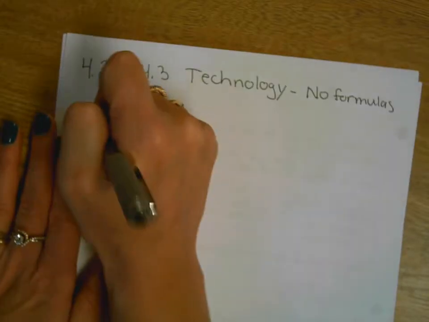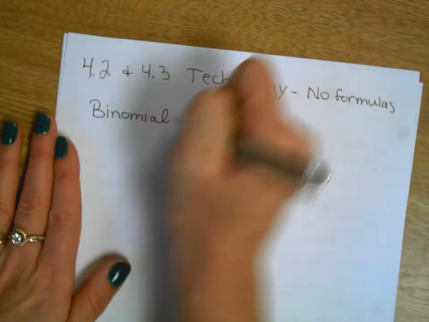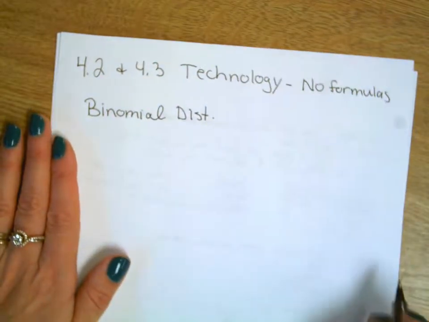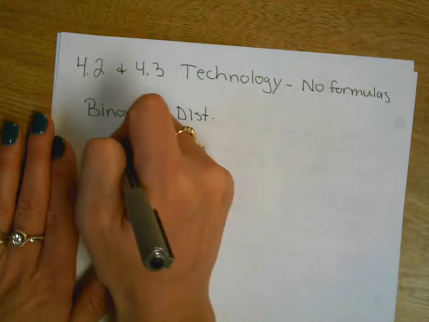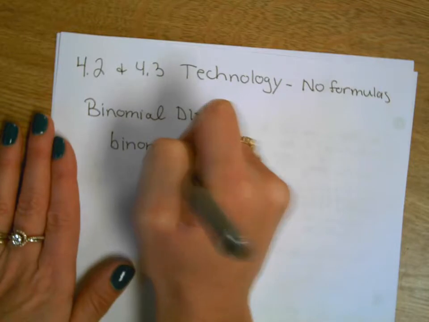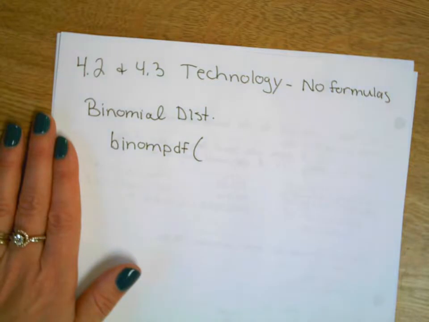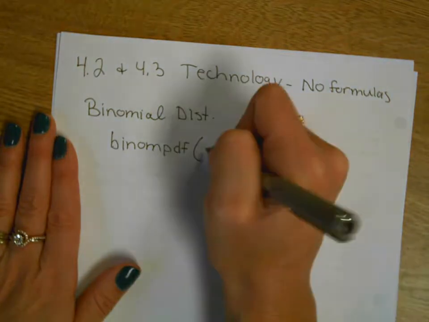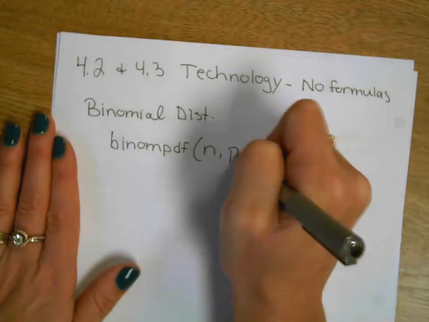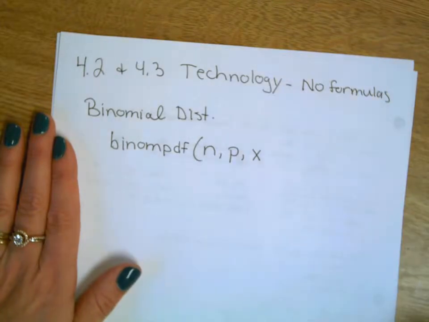So, first of all, for binomial, the function is going to be called the binom PDF. And binom PDF has to be fed 3 values: the number of trials, the probability of a single success, and then the number of successes.